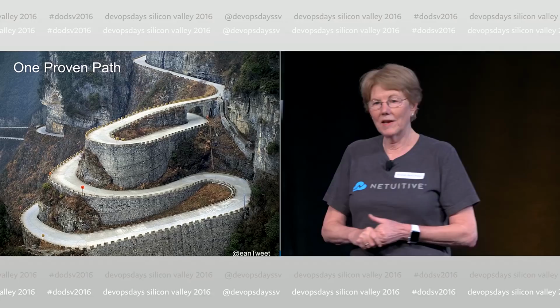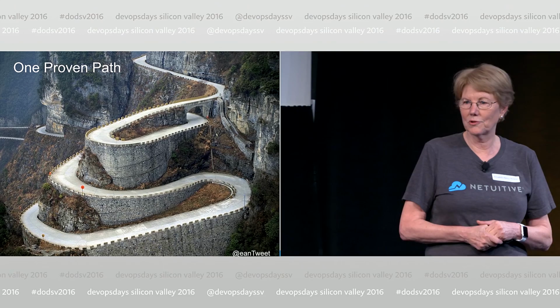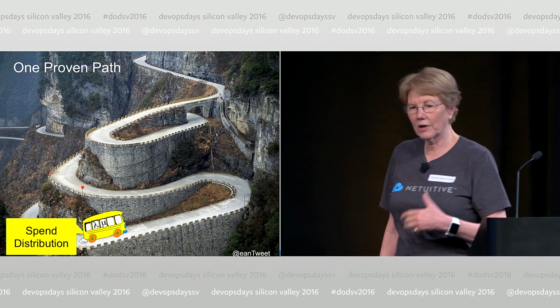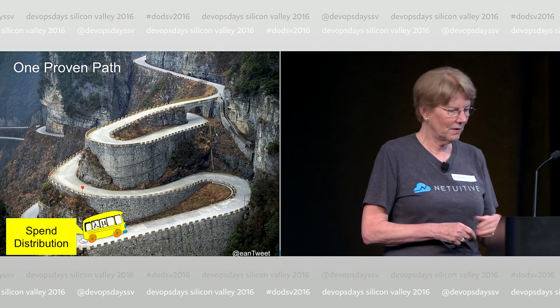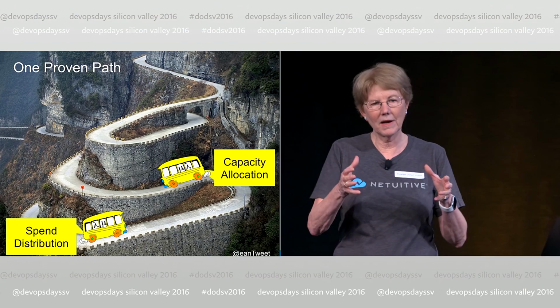We're in a state where we really need to look at the problem. So here's the path that they started to take to try to solve the problem. The first thing they did was to look at the money. Where is the money going? What's it buying? Just look at the bill, basically. Then the next step was to look at, okay, I'm buying capacity and I'm buying services from AWS. Where is it being allocated?